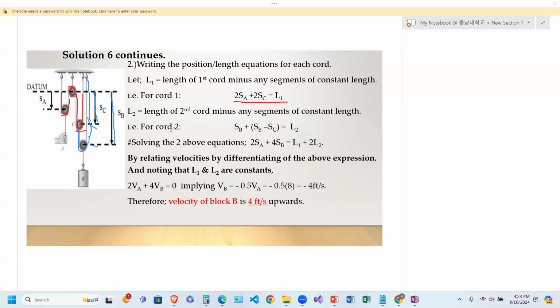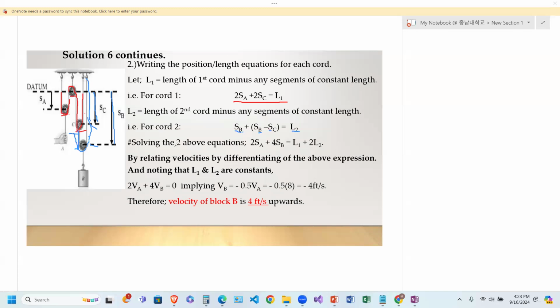So for chord length 2, which is L2, we shall have this length from here to here, which is SB right here. We shall also have the length from here to here, which is this one to this one. And this length here, from this point to here, will be given by SB minus SC. So SB minus SC is equal to L2, right? So that's what we have.